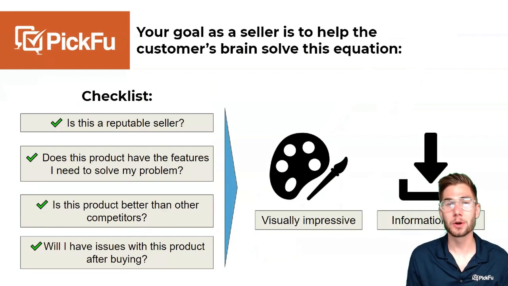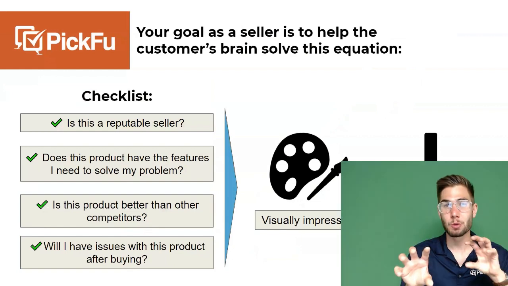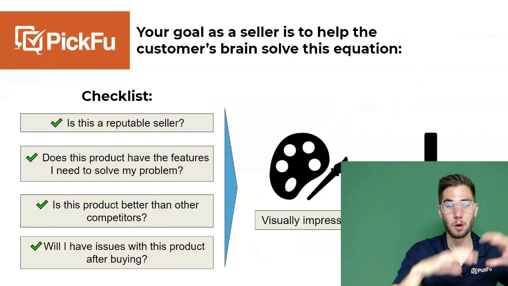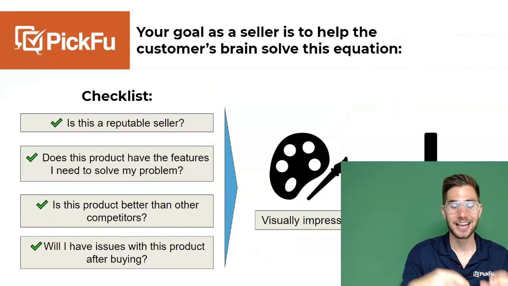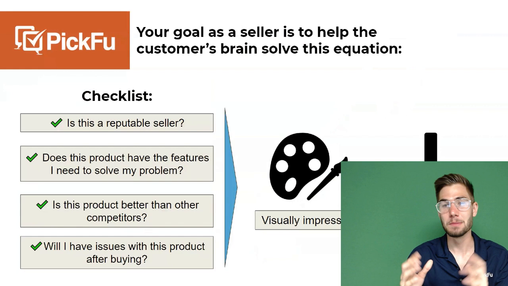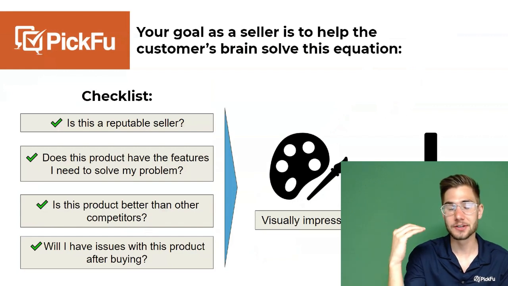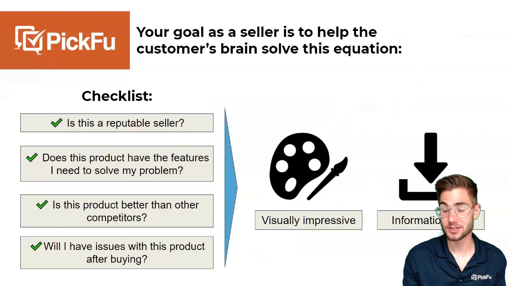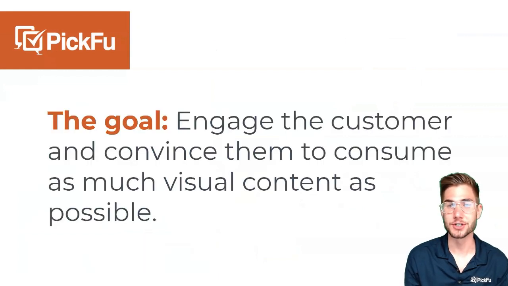I brought this up a little bit already, but the way you're going to influence the brain is two things, about 50-50. One, is this visually impressive? And two, how quickly does what they're looking at conduct the information into the brain, which allows them to make this checklist and have their brain solve that equation?